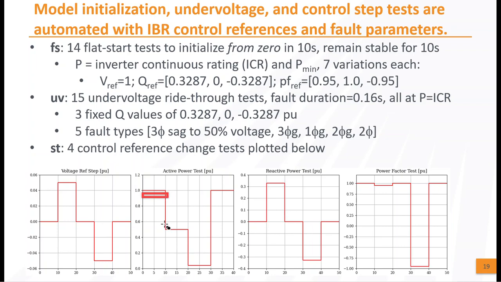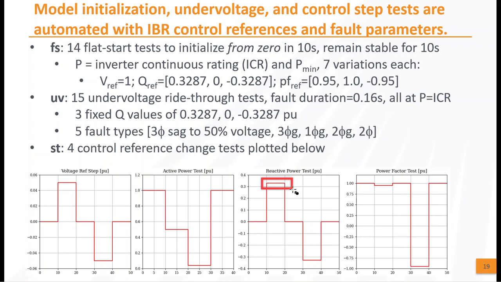We have an active power test that lasts 40 seconds, so it is 1 second at 1 per unit power, and then we drop down to 50% power for another 10 seconds. We go to 4% power for the third 10-second period, and then go back up to rated power, 1 per unit. There's a reactive power test where we are injecting reactive power at 0.3287 per unit.